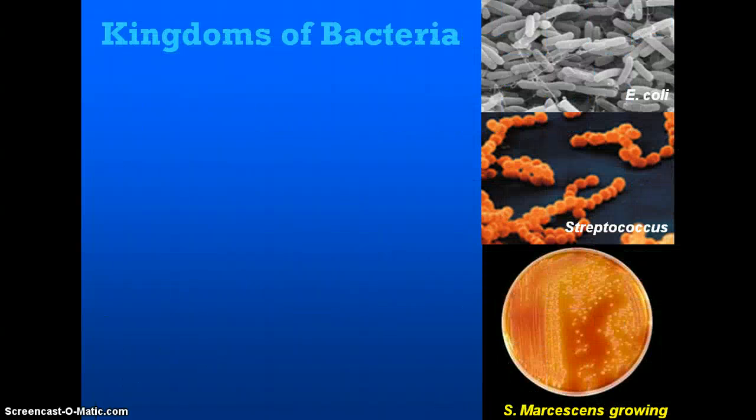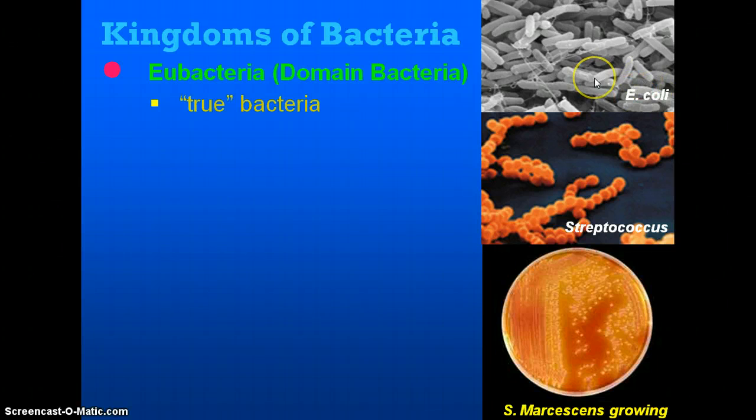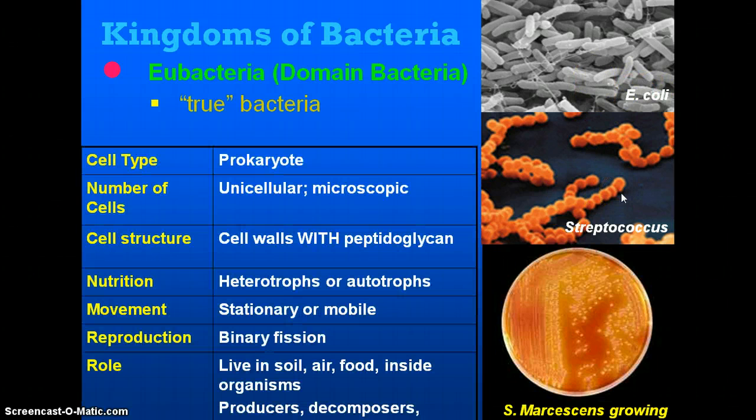And then we have eubacteria. And eubacteria, you can see over here some different types. We have E. coli, streptococcus, or you've had strep throat. These are the true bacteria because this is what we're going to see all around us. Those extremophiles are going to live in extreme places on the planet. So they are prokaryotic, unicellular as well. So the difference with them is that they actually have peptidoglycan in their cell walls.